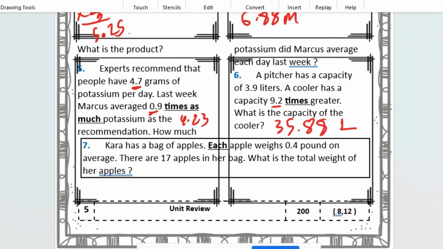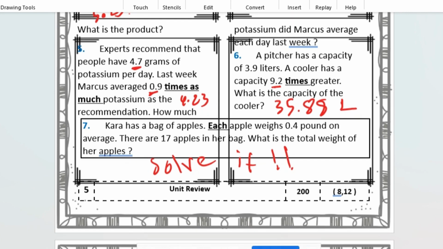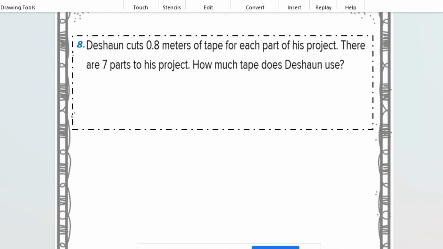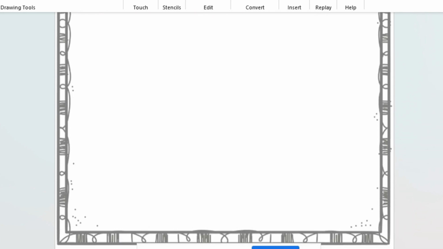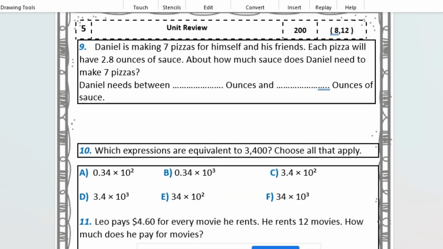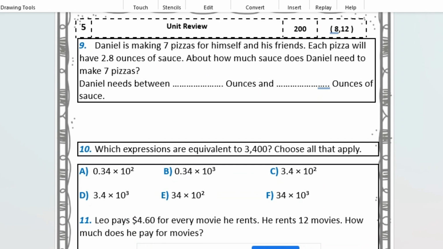And these two questions, I'm just going to keep them for you to solve on your own. As well as this question, because it's 0.8 times 7. I think you already know the answer.